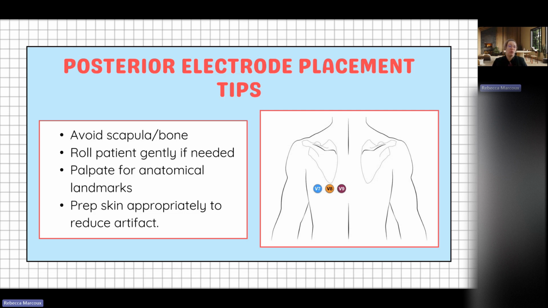We'll often have to gently roll patients to put these in place. It won't be possible to put them properly when they're laying flat on their back. And generally speaking, it's easier to have them sitting up or laying on their side while these are in place, because laying on them will often mess up the reading that you're going to get.